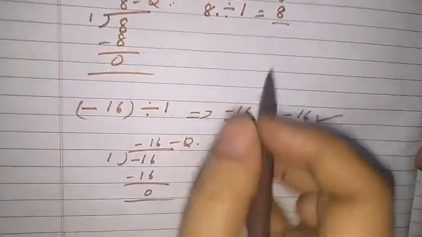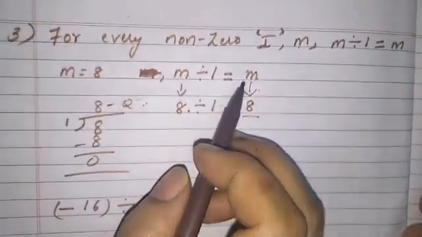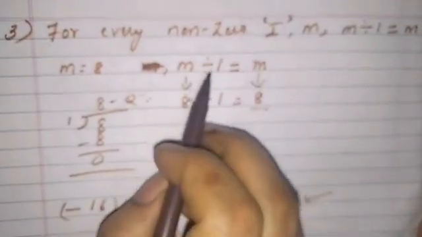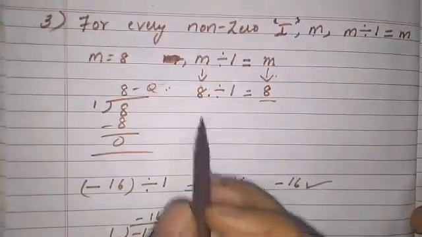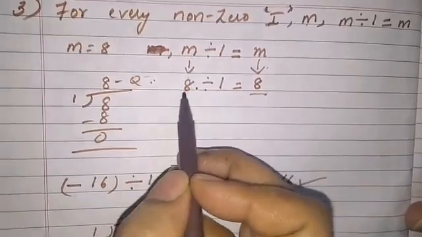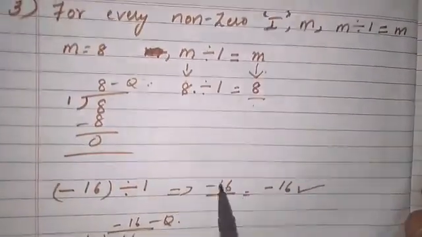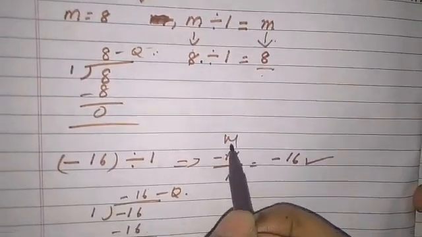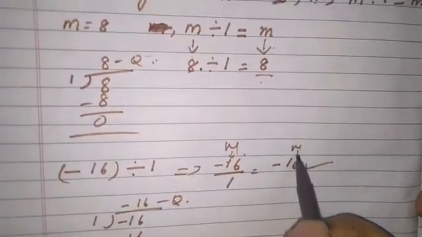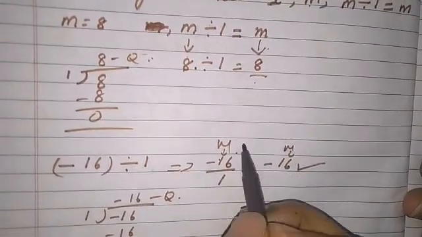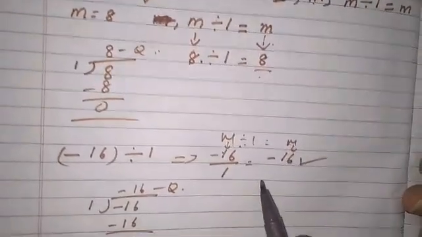So m divided by 1 has given me m. Taking the value of m to be 8, I have got the result also to be 8. Taking the value of m to be minus 16, I have got the value to be minus 16 itself.